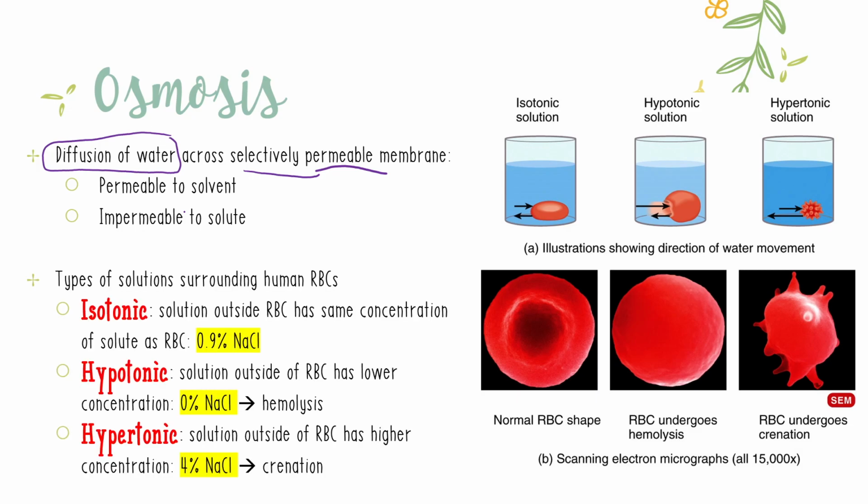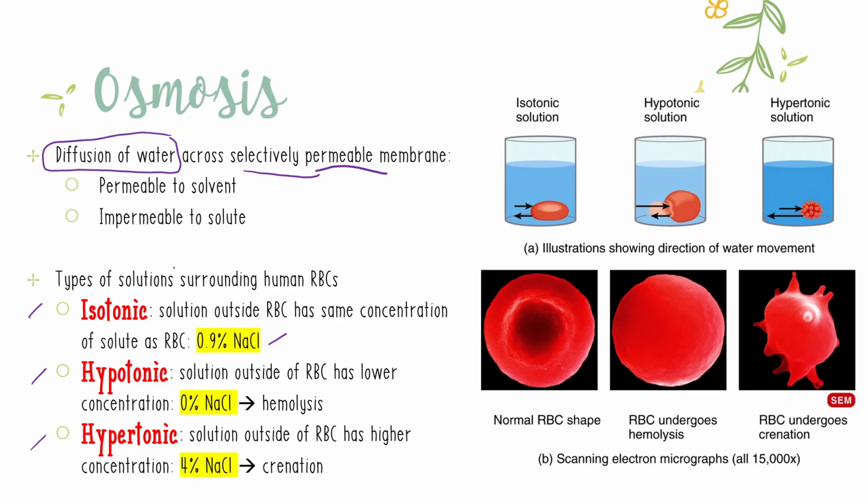So, there are different types of solutions that may surround a human red blood cell, and different types of solutions could affect how our red blood cell would look. So we have three: an isotonic solution, a hypotonic solution, and a hypertonic solution. When we say isotonic, the solution outside your RBC has the same concentration of solute as your red blood cell. One example of an isotonic solution would be 0.9% NaCl.